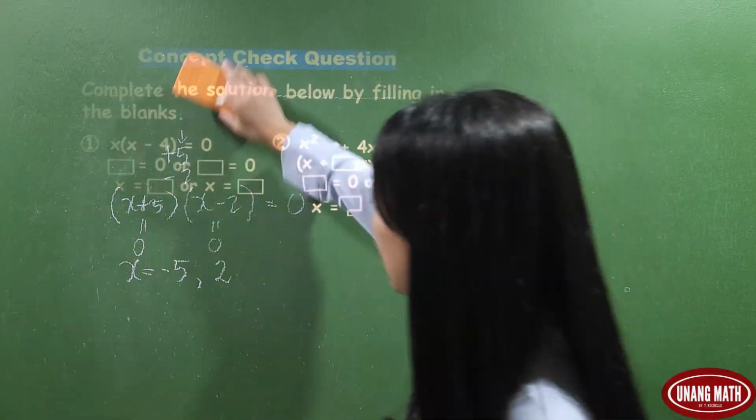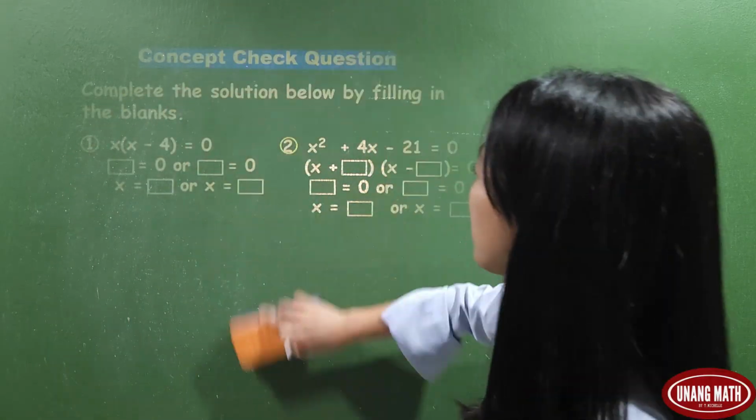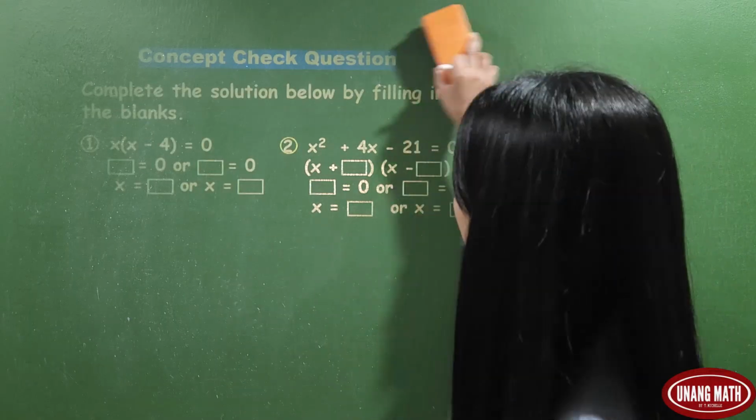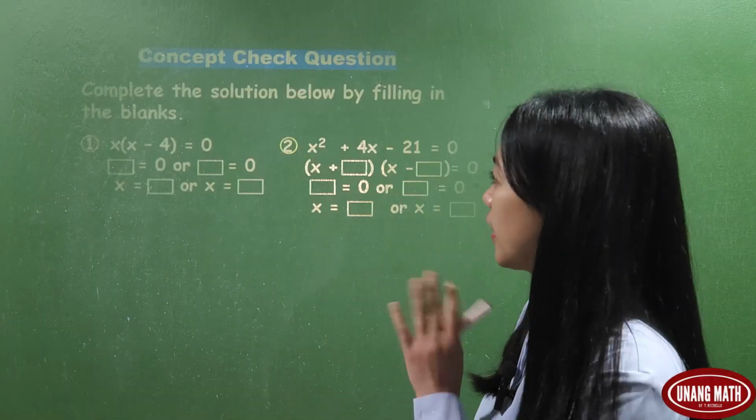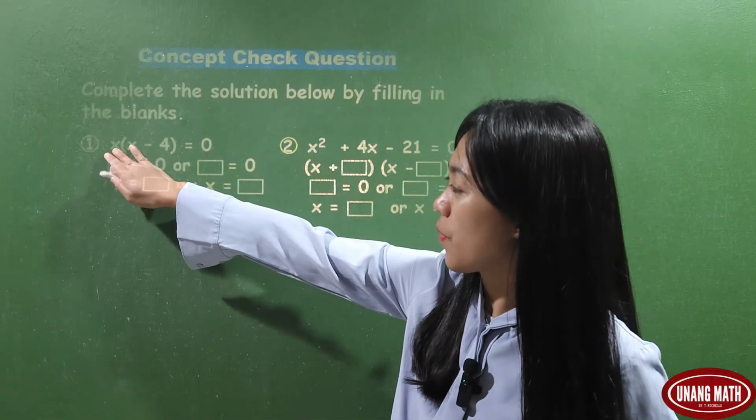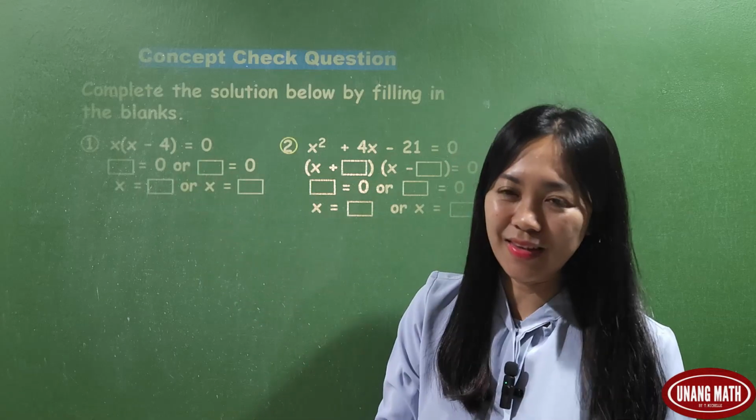Okay, now we'll be using those concepts in answering this concept check question. Complete the solution below by filling in the blanks. First, we have here x times x minus 4 is 0.